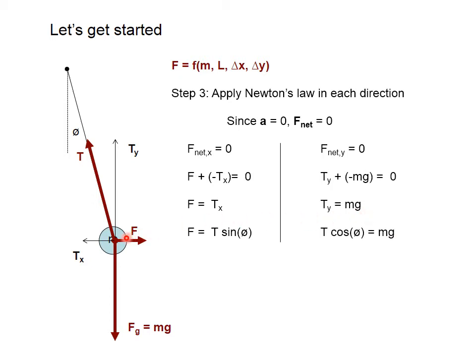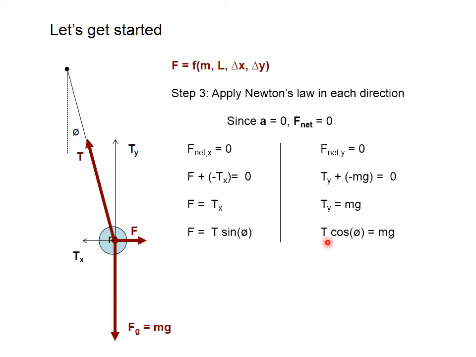If you look at the diagram again, we can see that's angle phi. This is also angle phi. Ty is adjacent or next to that angle phi, so it's the cosine function. So the tension times the cosine of the angle phi gives us the y component equal to mg. Our goal now is to combine these two equations.